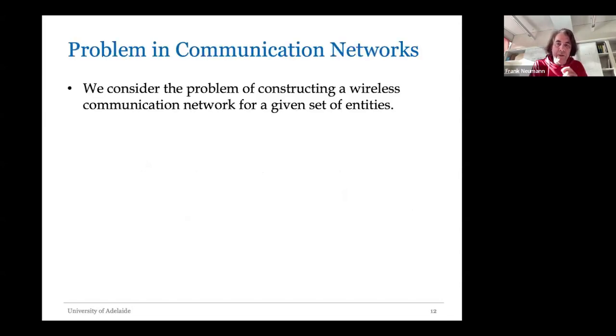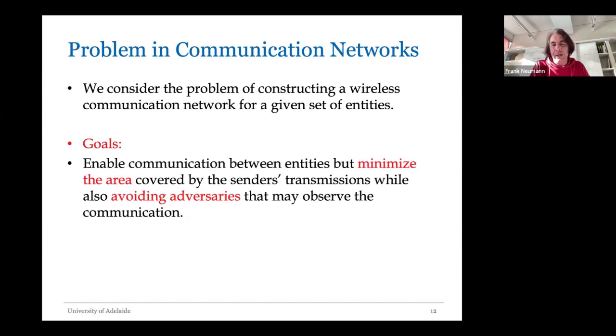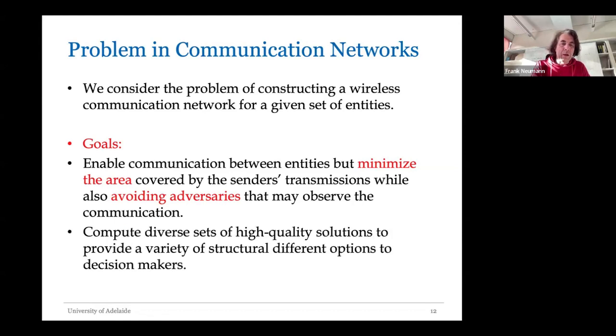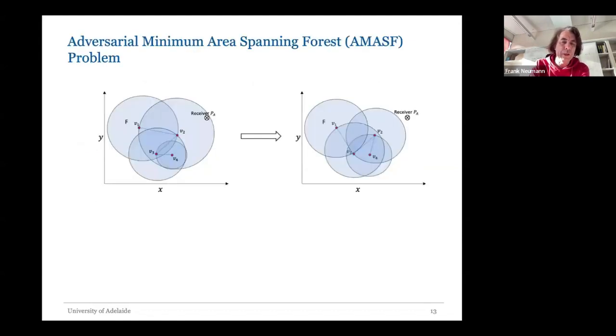So the problem is we want to construct a wireless communication network for a given set of entities. And the goal is we would like to enable communication and minimize the area that is covered by the senders, and also avoid adversaries that might be present at that time. And we compute a diverse set of high quality solutions to provide a variety of structurally different options to decision makers. And I would like you to take that just as an example problem, and you can think of different problems that perhaps you have worked on.